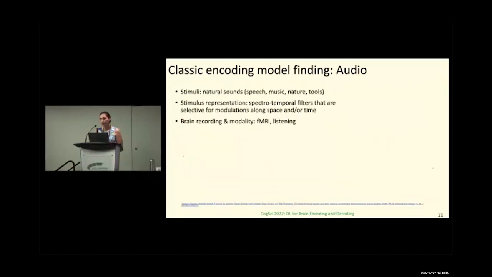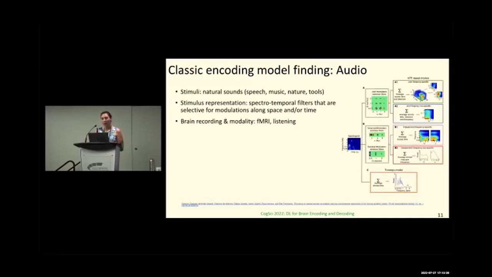And then the last work here is the classic encoding work from Roberto Santoro and colleagues. They looked at natural sounds, which included speech and music and some nature sounds, as well as sounds from tools and animals. What they chose was a spectrotemporal representation of these audio sounds that were selected for modulations along either space or time, or both space and time. These are fMRI recordings of people listening to these sounds.